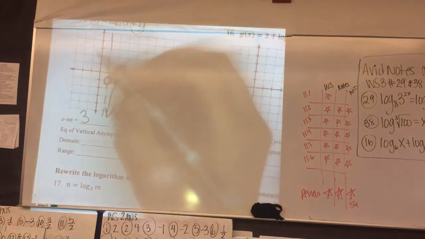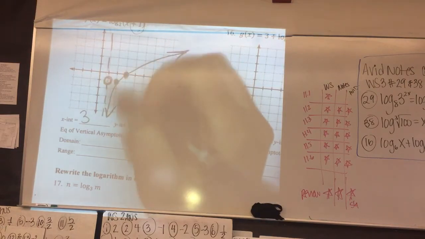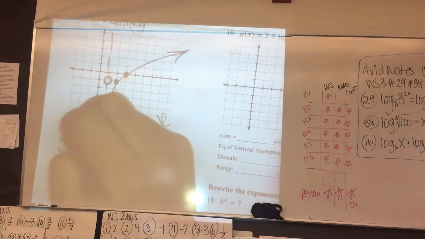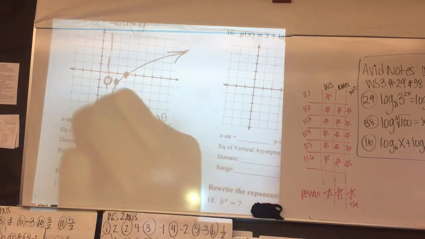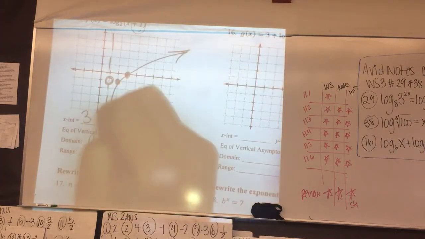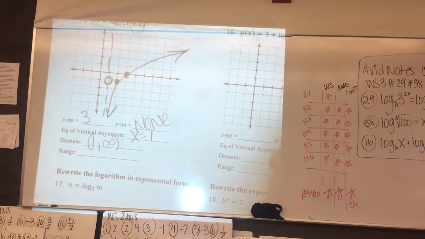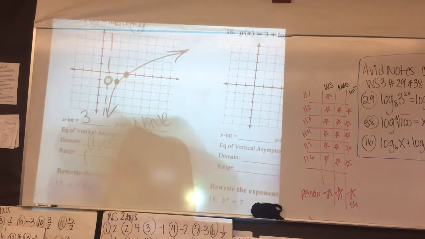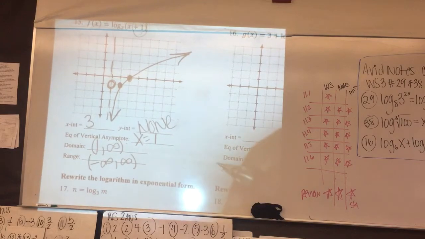Domain. Okay, my lava river is right here at 1. If I don't cross it, I don't touch it. So it's curly bracket, 1, comma, forever to the right. Range: how far down, how far up. I'm going to write it using infinities this time. It goes down forever, up forever, so that will be curly brackets around those infinities.